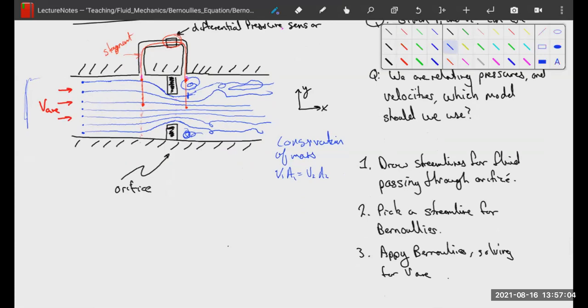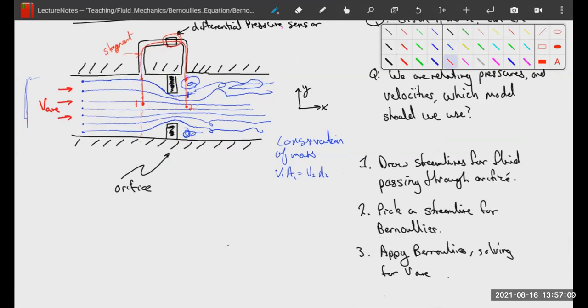Okay, so let's write out Bernoulli's. Let's label our points here: point 1 and point 2. Remember, we're relating pressures and velocities here. Since we're relating velocities and we're going to have to do some shenanigans with velocities, I like to write out Bernoulli's as P1 over rho plus V1 squared over 2 plus g Z1 is equal to P2 over rho plus V2 squared over 2 plus g Z2, because eventually it just makes the algebra a little bit easier.